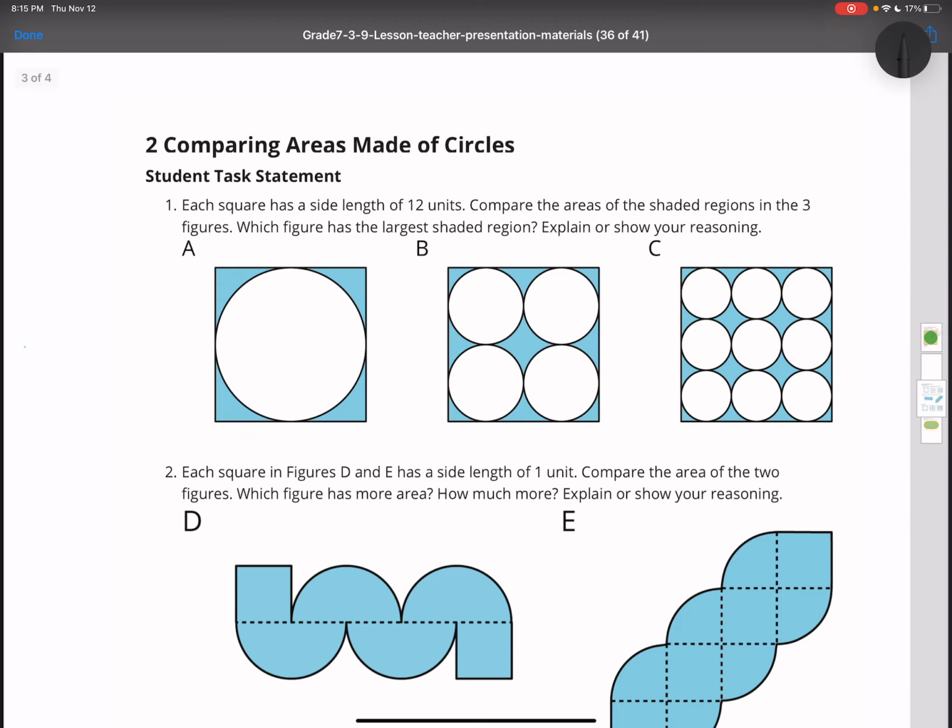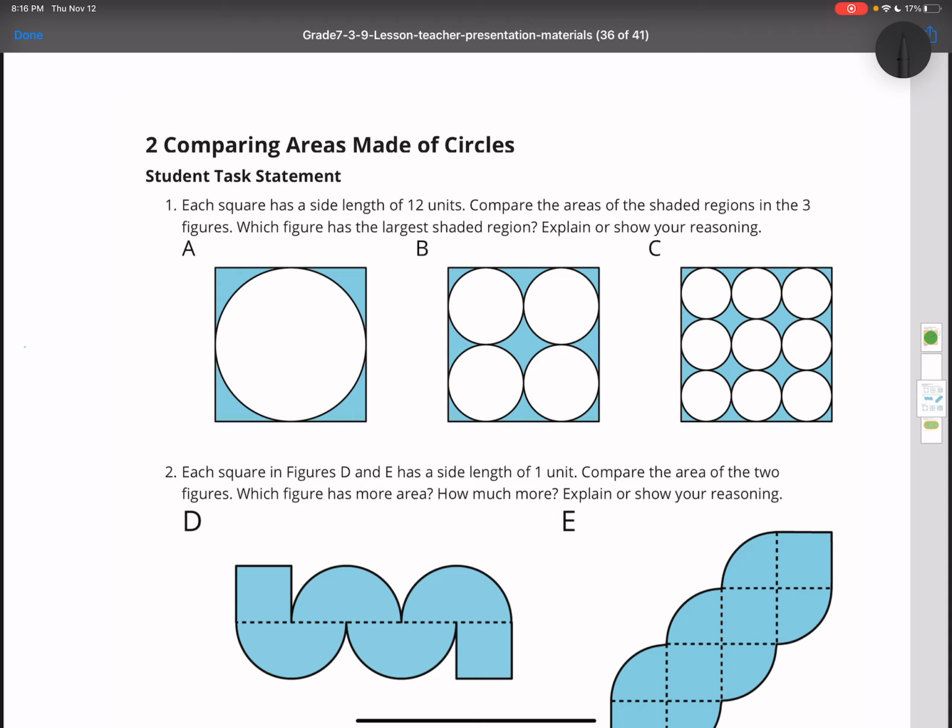Okay, guys, let's look at student task statement number 2, comparing areas made of circles. Number 1 is saying each square has a side length of 12 units. Compare the areas of the shaded region in the 3 figures. Which figure has the largest shaded region? Explain or show your reasoning.